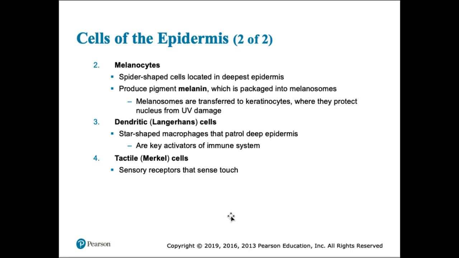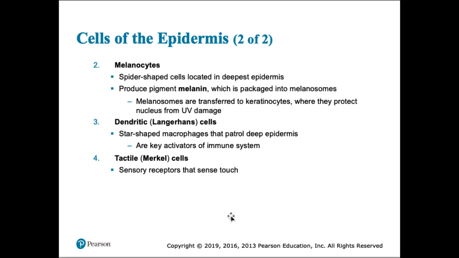There are also some dendritic cells. These are also called the cells of Langerhans. They're star-shaped macrophages that patrol deep in the epidermis. And I know we haven't talked much about what macrophages do, but basically they're those cells that go and eat debris and all kinds of stuff that you don't want there.